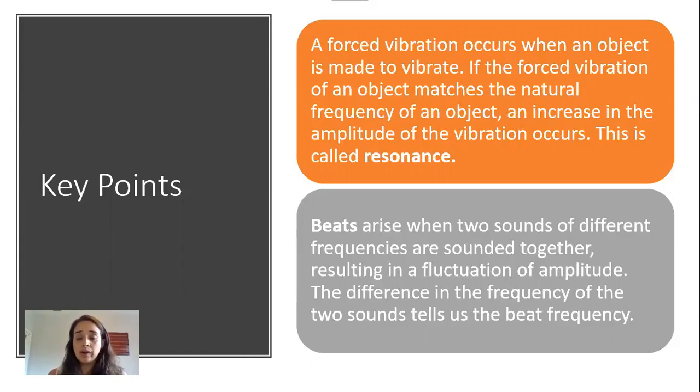And then beats arise when two sounds of different frequencies are sounded together, resulting in a fluctuation of amplitude. The difference in the frequency of the two sounds tells us what the beat frequency is. So this is different than the beats in music, like when you talk about the beat dropping. This is a more technical definition of what a beat means.